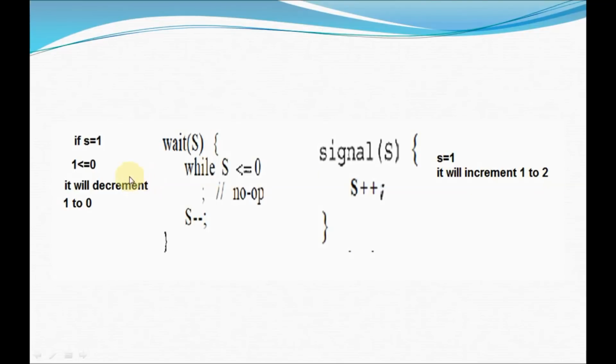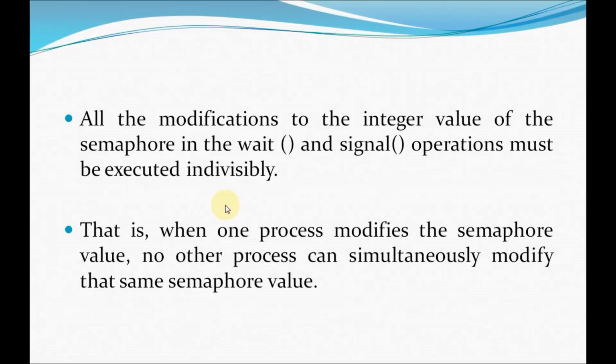No, first either wait should execute or signal should execute, or first signal should execute, then wait should execute, like this. So both of them can't execute simultaneously or concurrently. Only one should execute. Either wait should execute, or signal should execute, next wait should execute, like that. Both of them can't execute simultaneously. That is very important. Getting, guys?